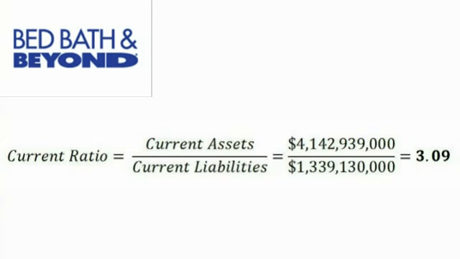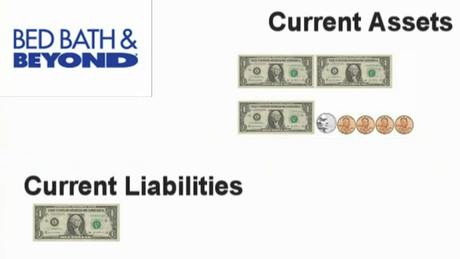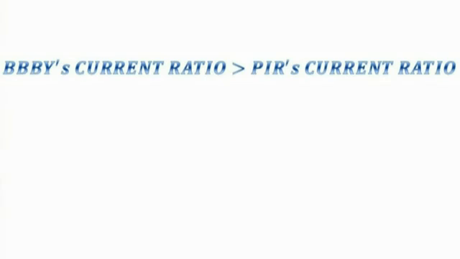Therefore, the current ratio of Bed Bath & Beyond is $4,142,939,000 divided by $1,339,130,000. The ratio is 3.09. Bed Bath & Beyond's current ratio is 3.09, which is higher than Pier 1's current ratio. Bed Bath & Beyond has $3.09 in current assets for every dollar it has in current liabilities. According to this, Bed Bath & Beyond is in much better financial shape and is of relatively low risk to both investors and lenders.